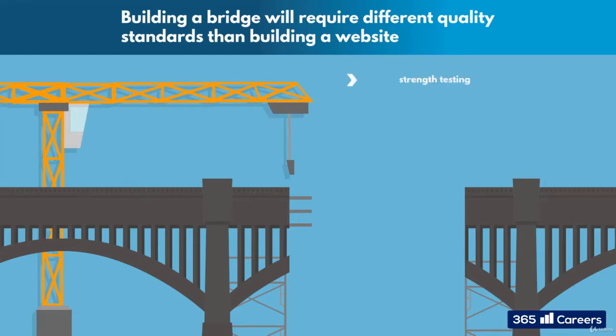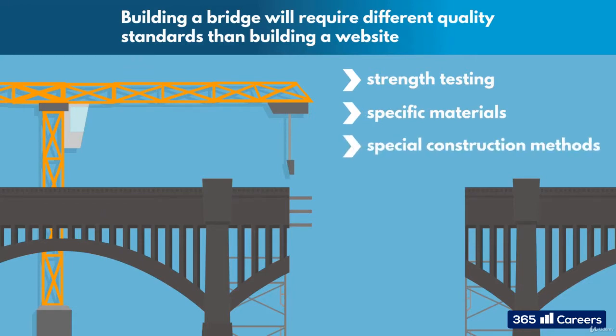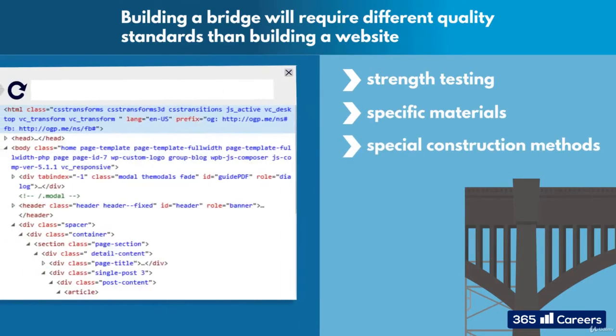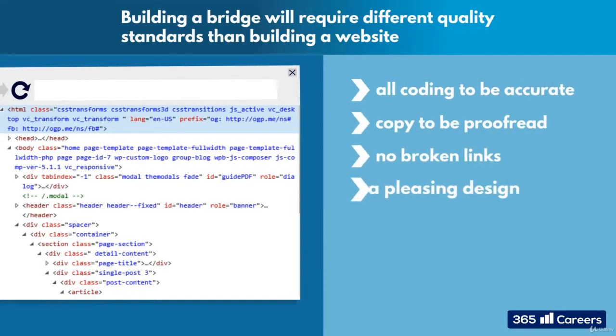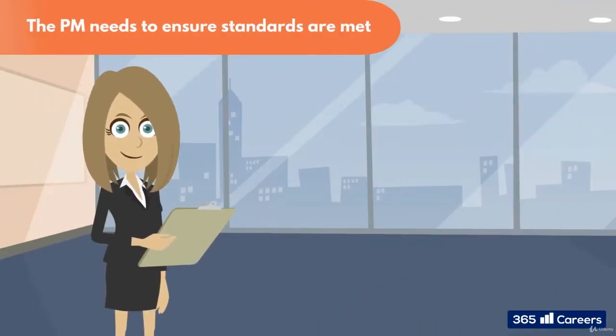A bridge would need rigorous strength testing, specific materials, and special construction methods. While a website would require all coding to be accurate, copy to be proofread, no broken links, and hopefully an aesthetically pleasing design. Of course, the project manager needs to identify and factor all criteria that the deliverables need to meet and how the specific project work must be executed to ensure standards are met.